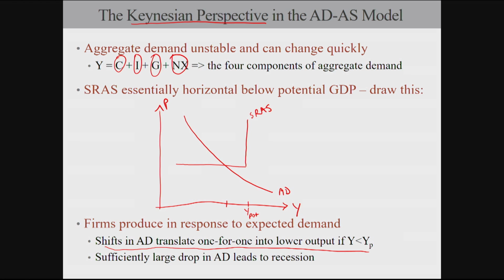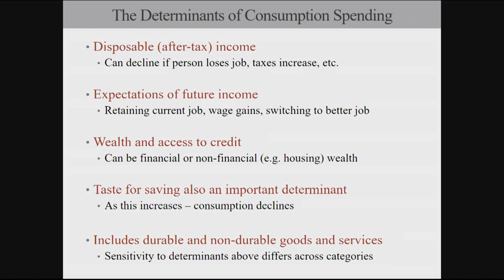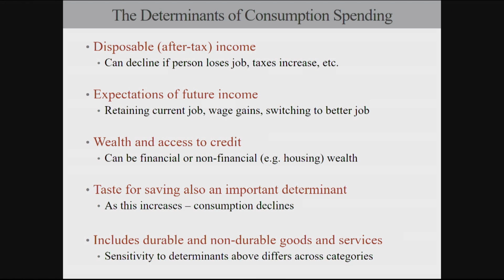And so I want to talk a bit about what are the factors that can influence all 4 of these components of aggregate demand. First, with consumption, there are several factors that drive people's decisions about how much to spend on goods and services. So one is disposable income. This can rise and fall. If a person loses their job or if taxes increase, they have less money to spend, and so that's going to tend to lower the amount of their total consumption.